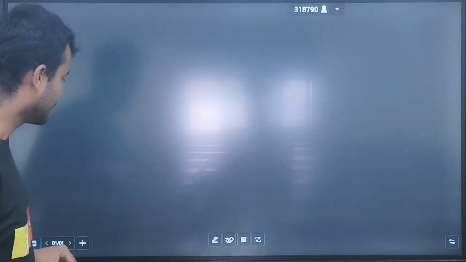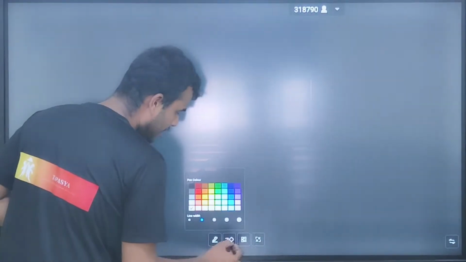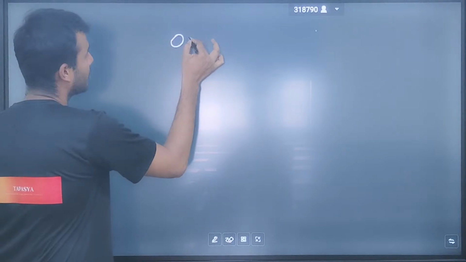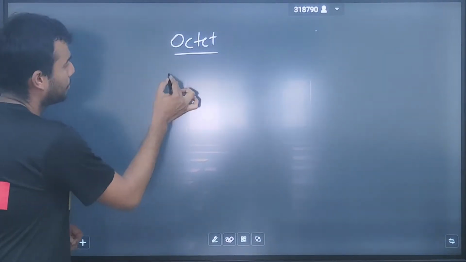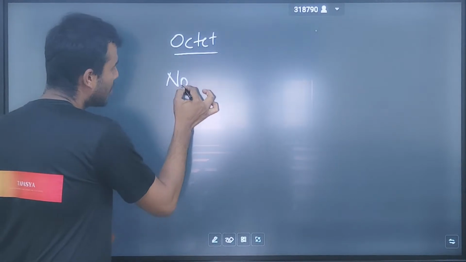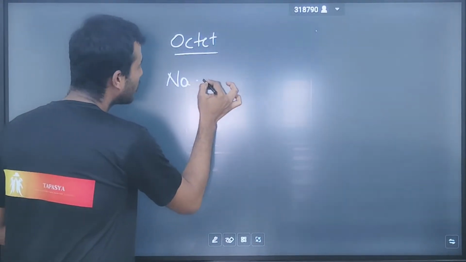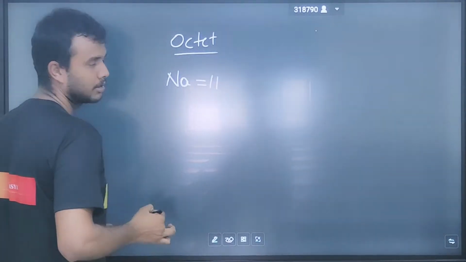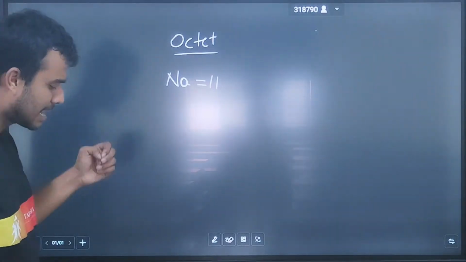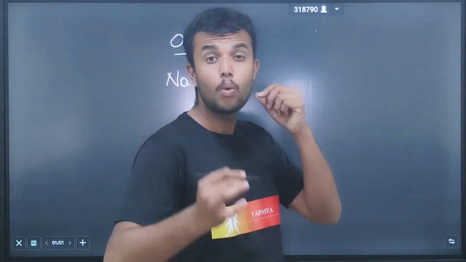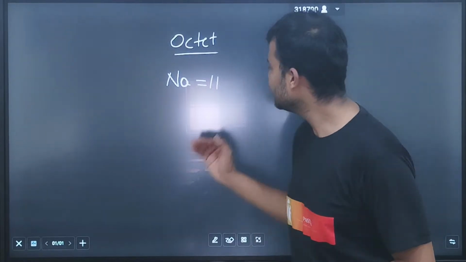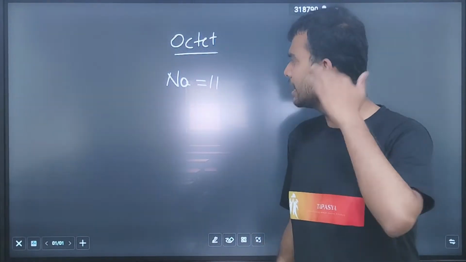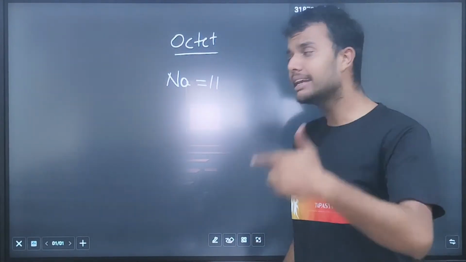My dear students, let's start with that. The first important one is the octet. We already know sodium. What is the sodium atomic number? The sodium atomic number is 11. We already know from class 9 the topic of valency, the total number of valence electrons present in its outermost shell.